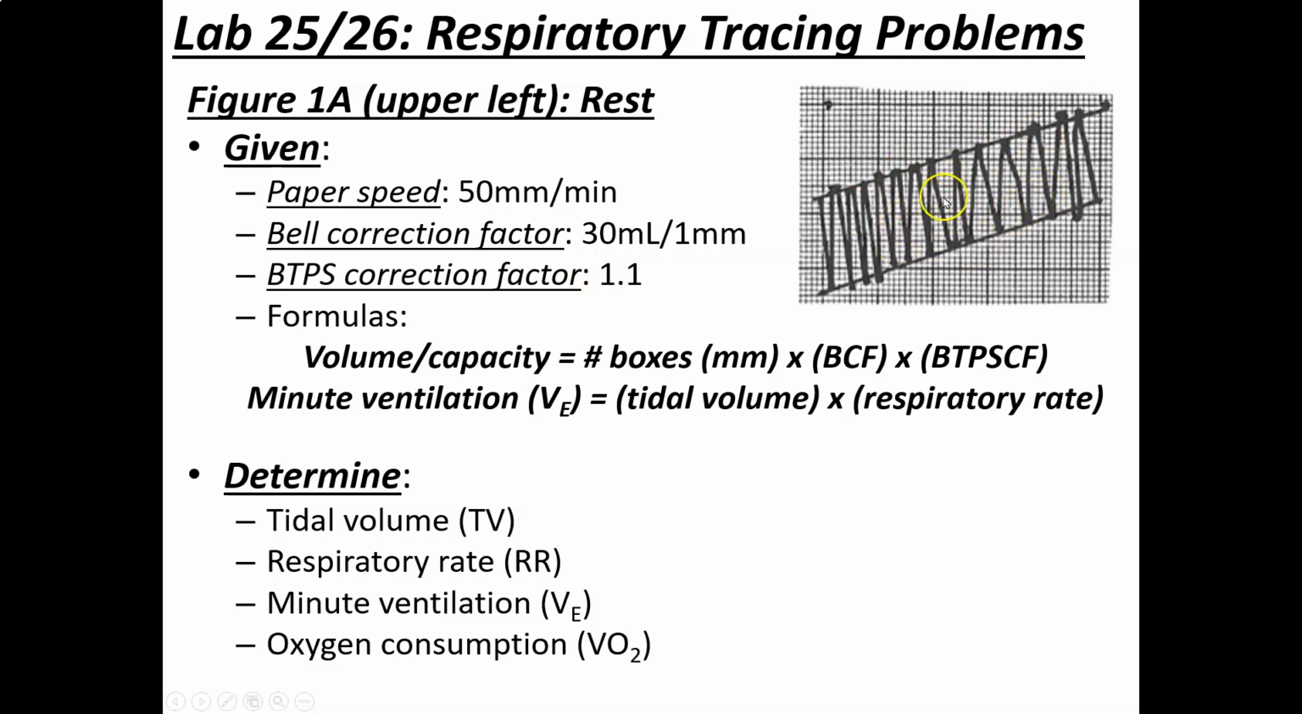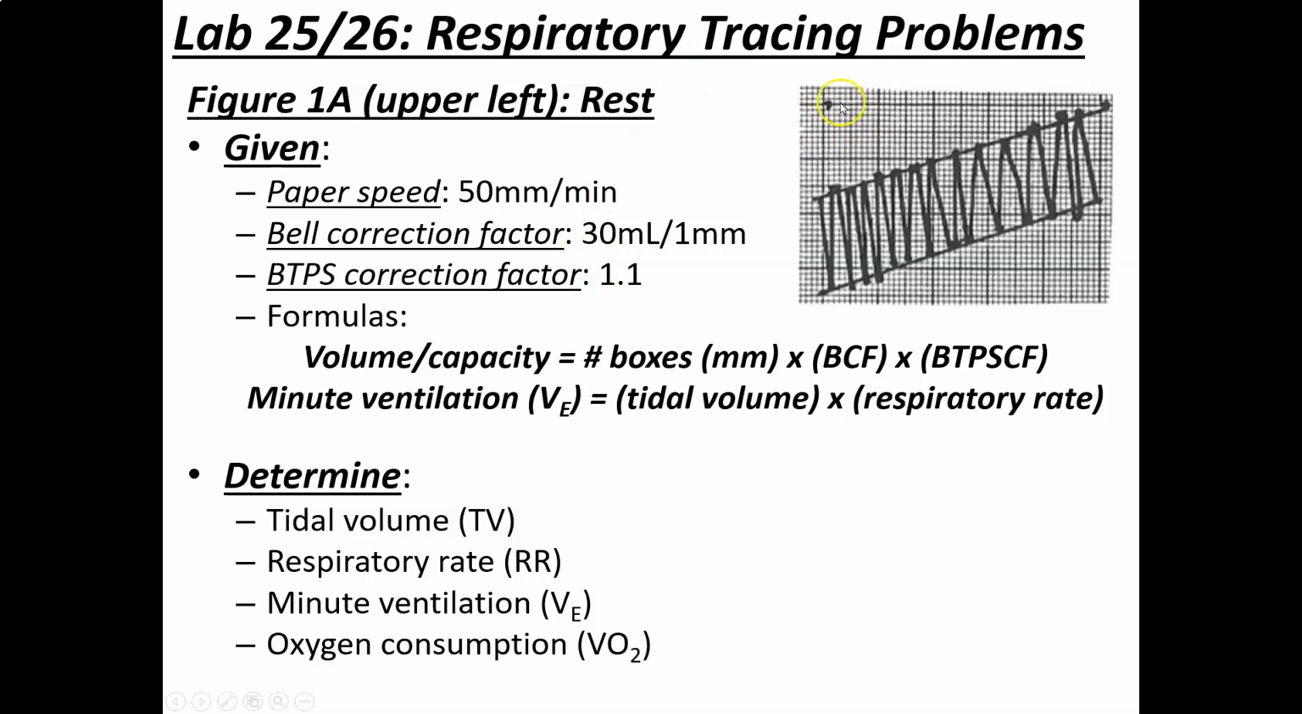Okay, so pretty simple. We also want to measure the respiratory rate. Now, the respiratory rate is how many breaths you have in a given amount of time. And almost always, just like heart rate, it's per minute. So what I do is I look at the paper speed and I say, okay, I got 50 millimeters per minute. In a perfect world, it would be great to have at least 50 millimeters of data, because when I count 50 millimeters of data, I know since the paper speed is 50 millimeters per minute, that's 1 minute.